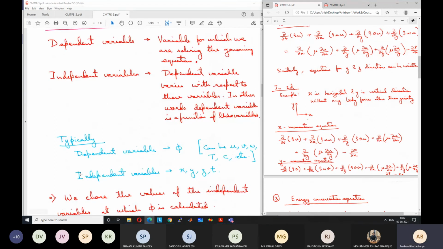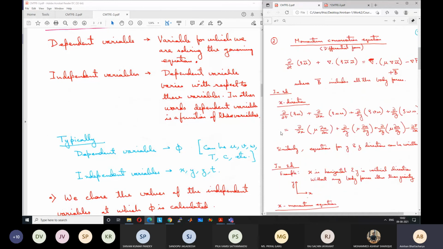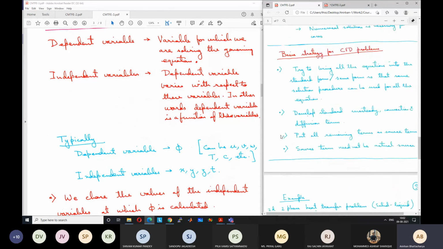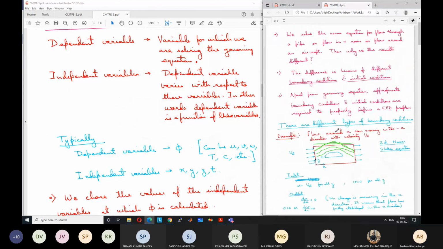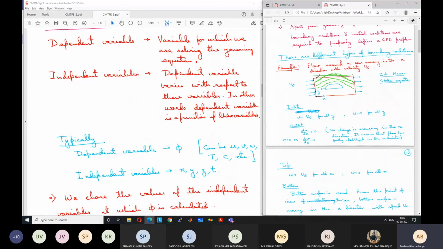So typically the dependent variable is the phi variable, which can be u, v, w, T, c as we have discussed, and independent variables are x, y, z, and t. And when we solve a problem, say for this problem that we are considering, we divide the domain into control volumes, right? Like this. Means into small subsections like this.